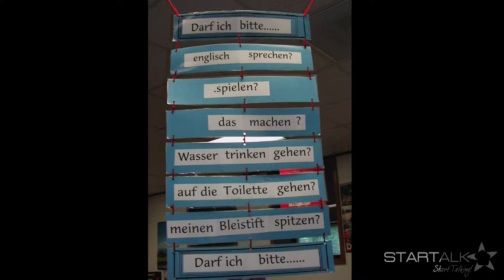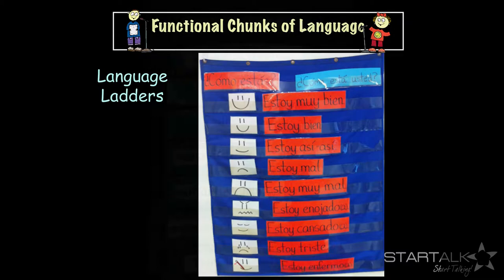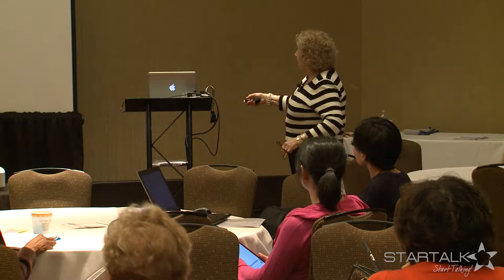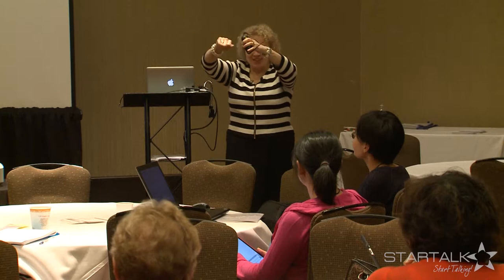This one is an example of having a little picture right next to it that gives you the meaning, so that as you look at it, you really do understand. So, darf ich bitte Englisch sprechen? What might that be? May I please what? And what about Wasser trinken gehen? What do you think that could be? Yeah, may I drink water, but auf die Toilette? No problem, right? And meinen Bleistift spitzen. So the kids are learning these phrases and they can access them.